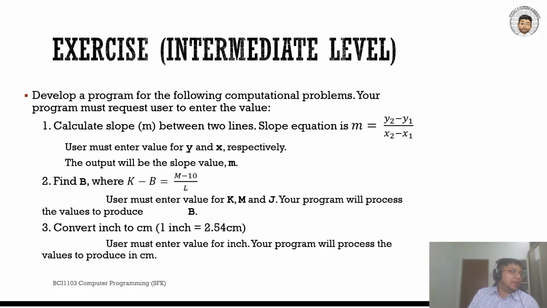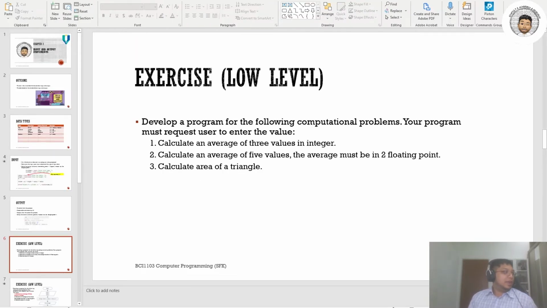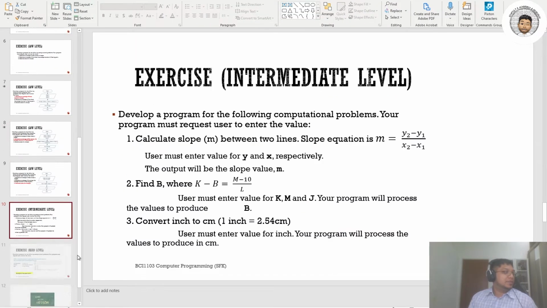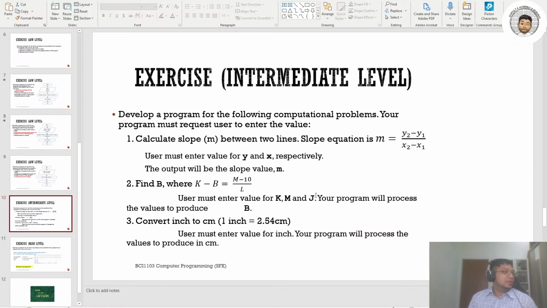Next, find b, where k minus b is equal to m minus 10 divided by l. User must enter the values for k, m, and l. Your program will process the values and produce b. I'm sorry, not j, this one is l. Wait, need to change. L.